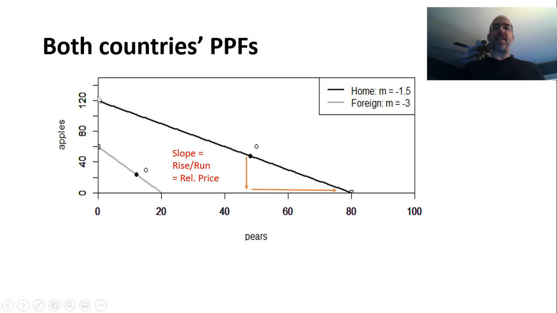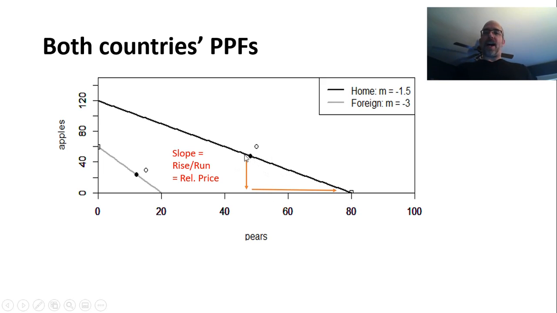All right. The big thing is that here the slope is negative 1.5 for home. This is -3, right? This gap in the slopes means that there's going to be a way for both countries to benefit. And the slope, remember, is the relative price. It's rise over run. If you want pears, you go from the black dot to this thing.